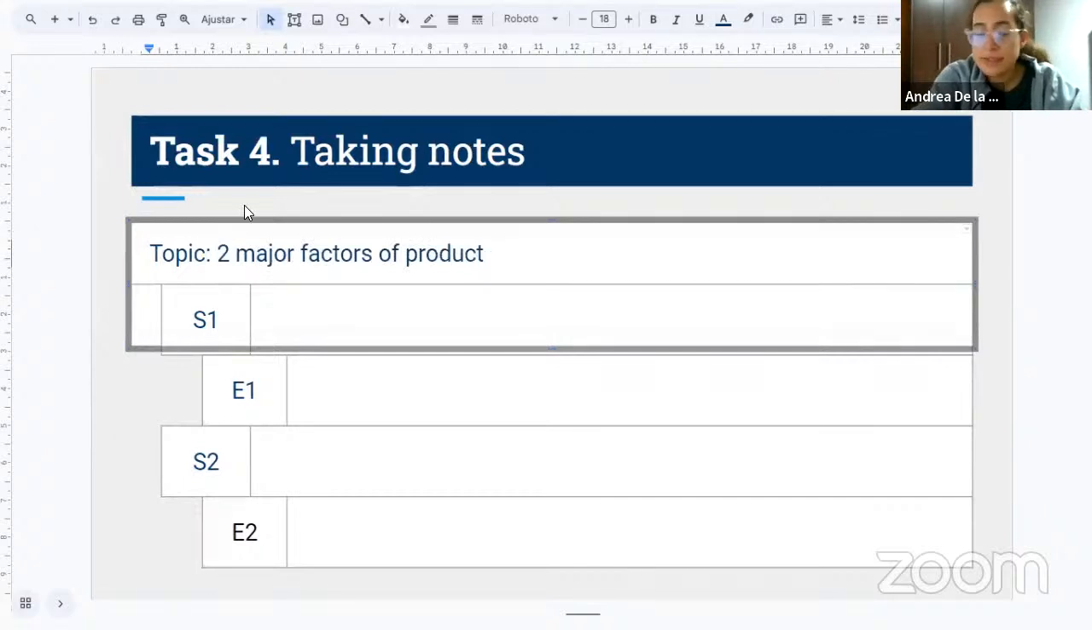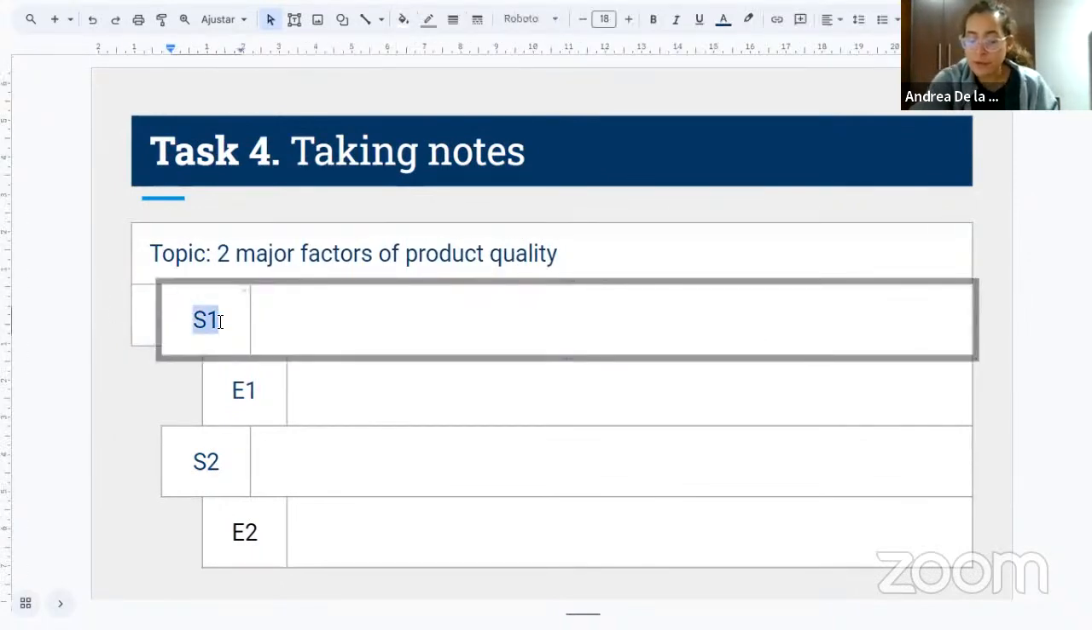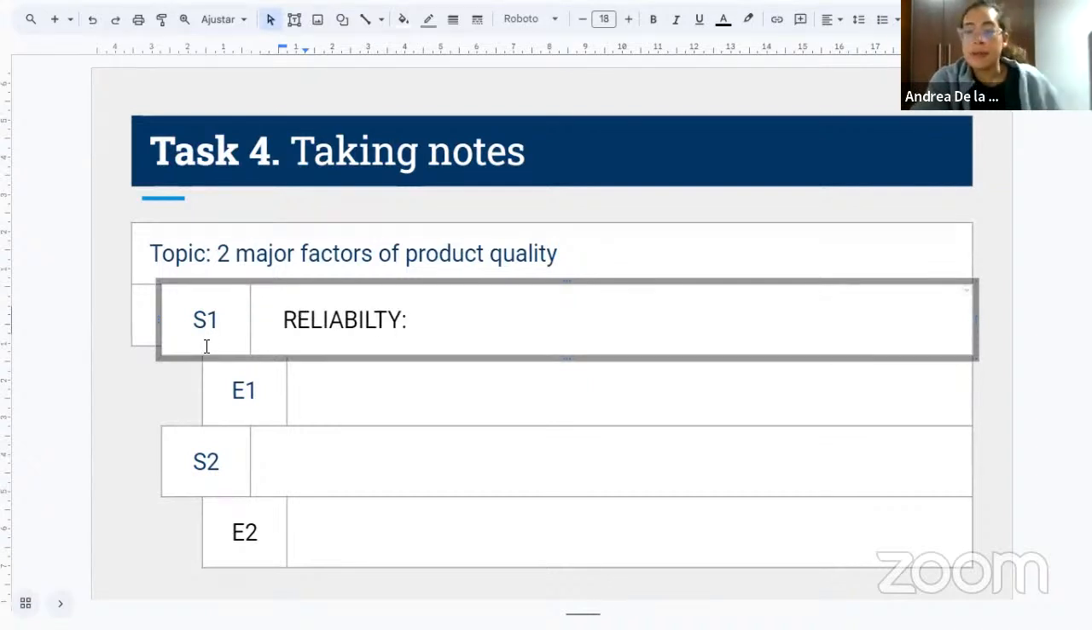And that also tells us a little bit about what the subtopics were. We were looking at two different factors. So can you tell me what was the first subtopic? What was the first factor? Reliability. Exactly, reliability. What is reliability? The professor gives a couple of definitions. Could anybody please tell me what reliability was?